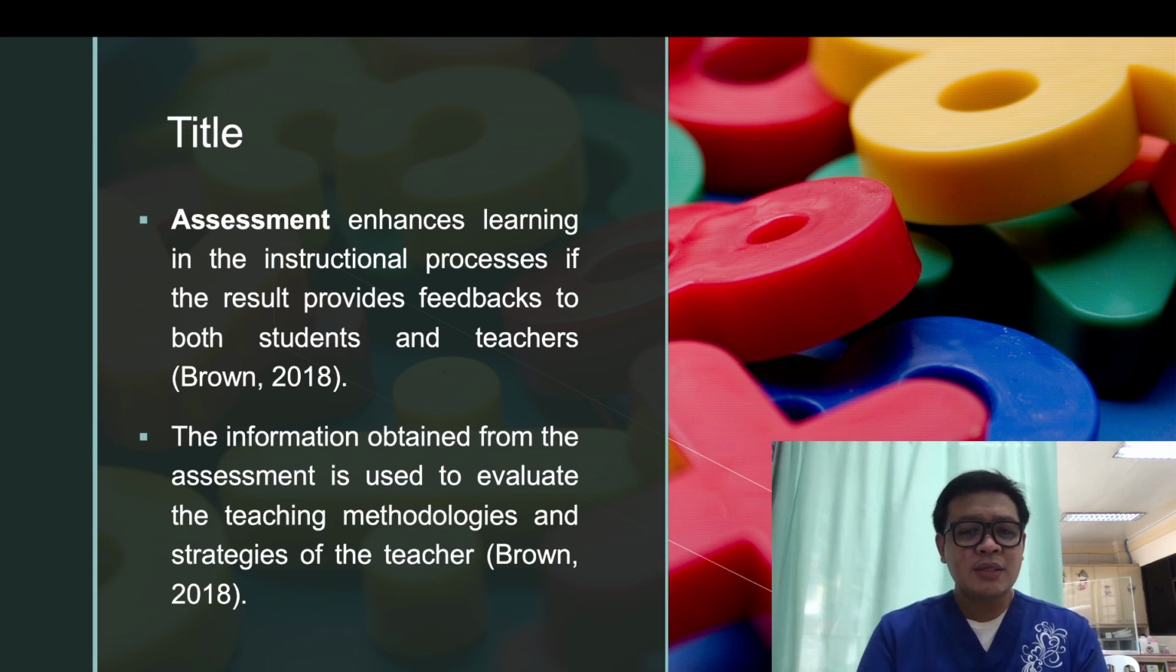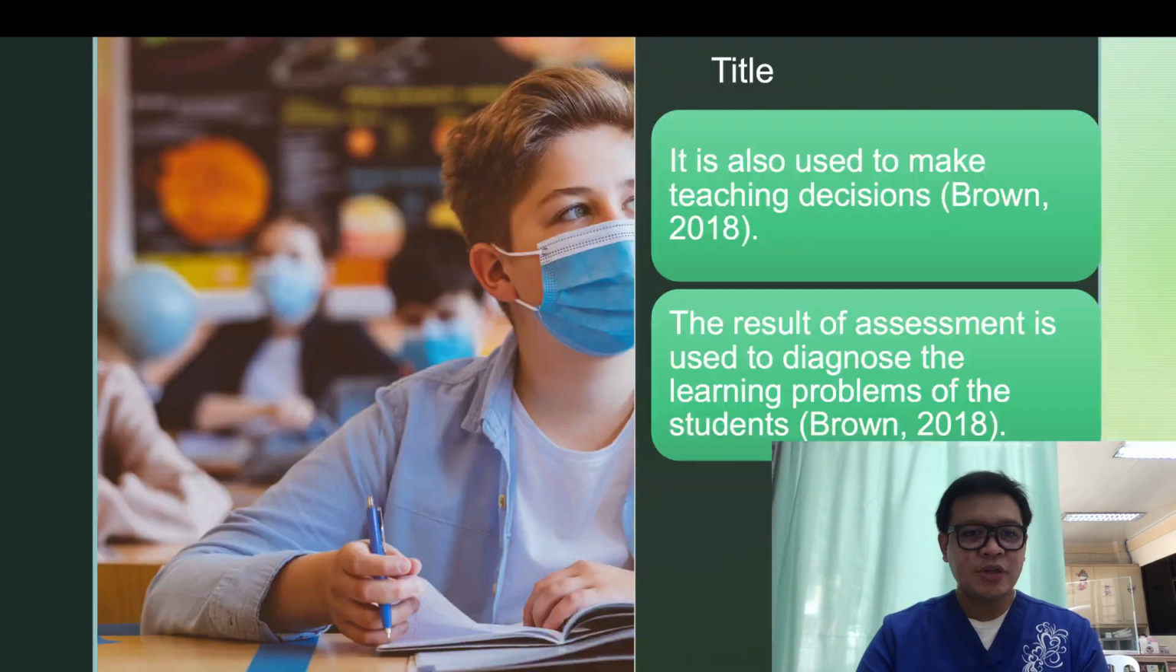It's one way for us as educators to provide feedback to our students because it's really essential that in providing feedback to them, students will be able to learn from their teachers. Second, Brown also emphasized that it is also used to make teaching decisions, and at the same time, the result of assessment is used to diagnose the learning problems of the student.